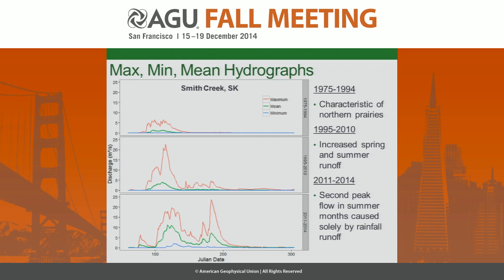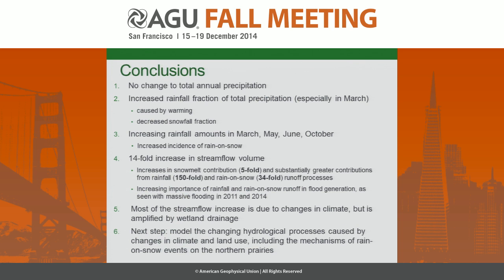And then things start to change during that second time period. You start to see an increase in streamflow in spring, and then it extends out into the summer months. And then during that last time period, you can see that not only are we getting a larger spring increase, but we're also seeing a second peak starting to show up in the hydrographs. So things are starting to change. We're starting to see that increase in rainfall show up in the streamflow.